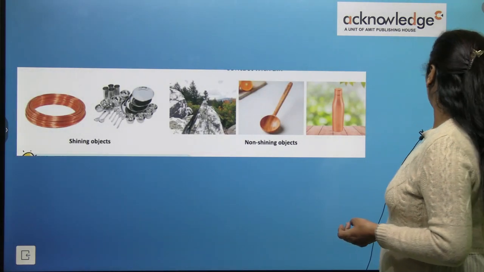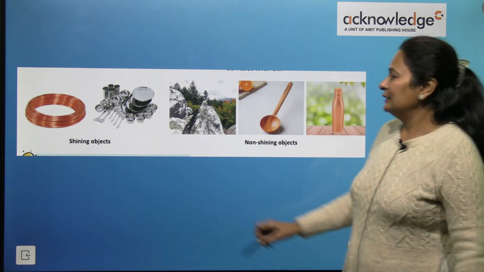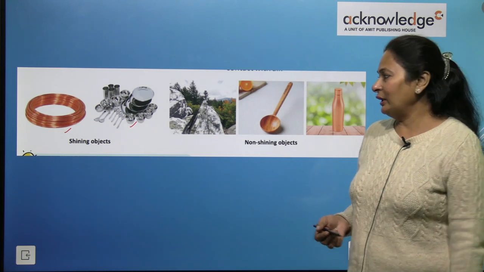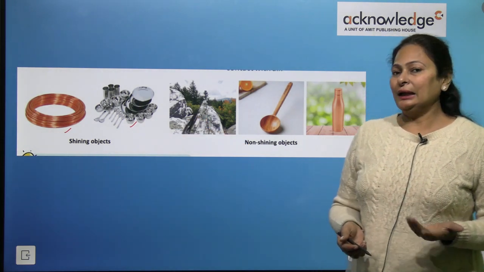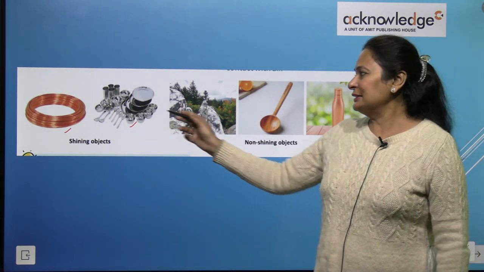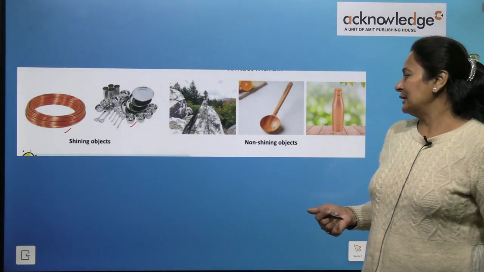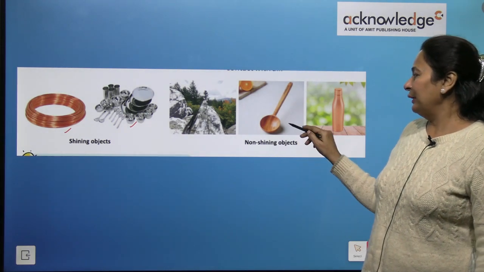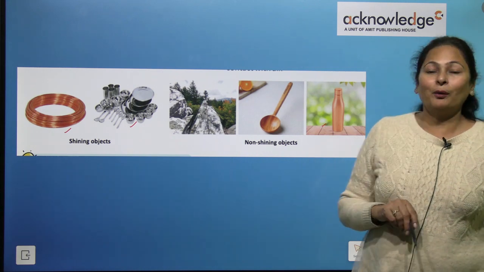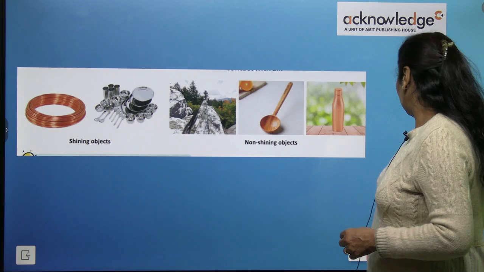So now you can see in this picture shining objects. This is the copper or the utensils that are made up with the steel. The steel and copper are having luster in it. So you can see these are materials that have lusters. Now non-shining material, wood, and this is the plastic bottle. It is not having luster, right?